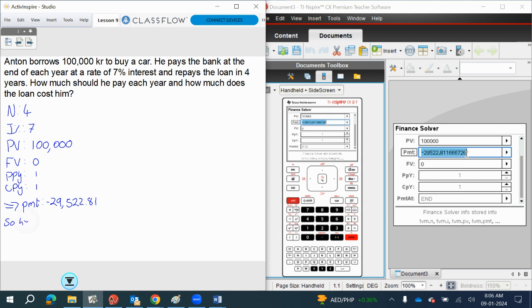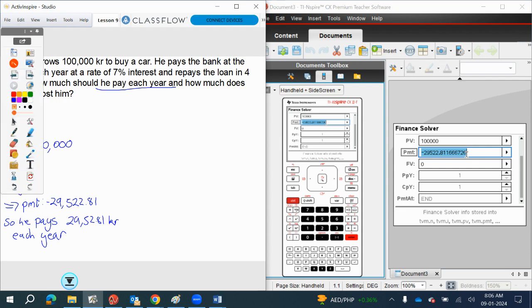So we give a conclusion in words with a positive value: he pays 29,522.81 crowns each year. Use the words in the question back to them. How much does he pay each year? He pays this much each year. So look to use the words in the question back.